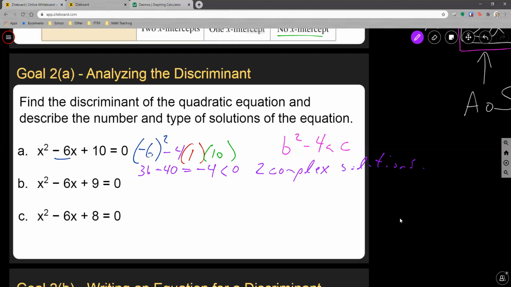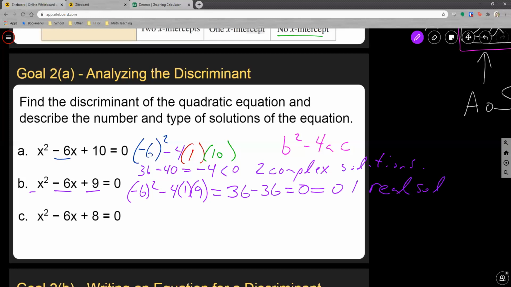The next two are just as fast. -6 is my b value, so I'm going to have -6 squared minus 4 times a, which is 1, times c, which is 9. That's going to give me 36 minus 36, which is going to give me 0, which is equal to 0, which means I've got one real solution.